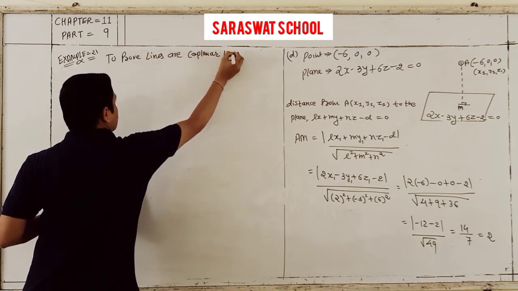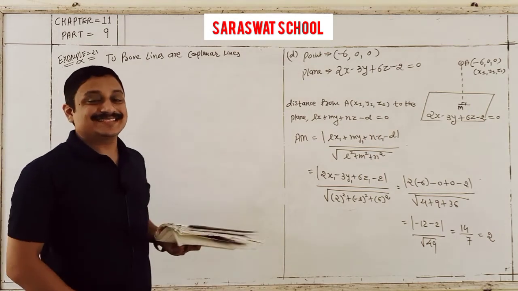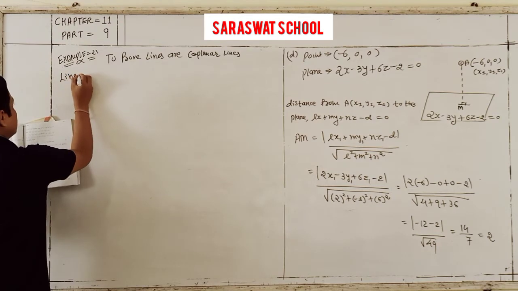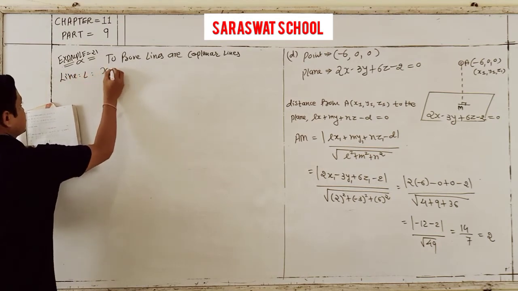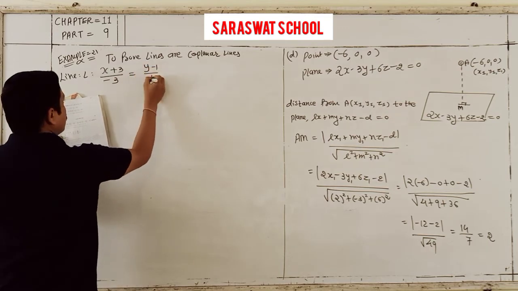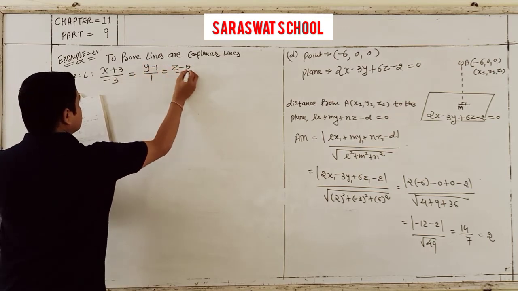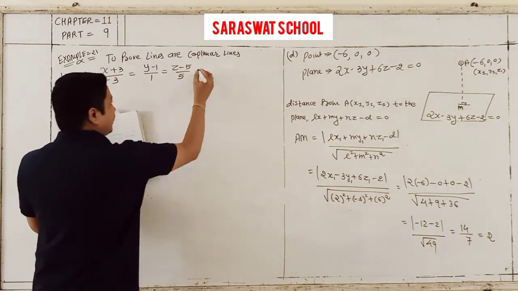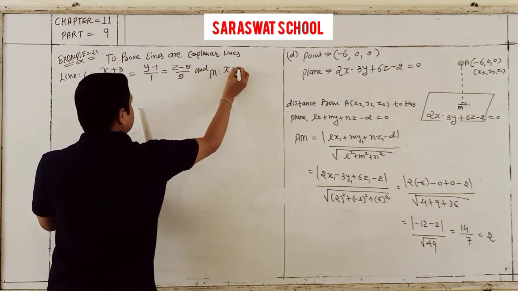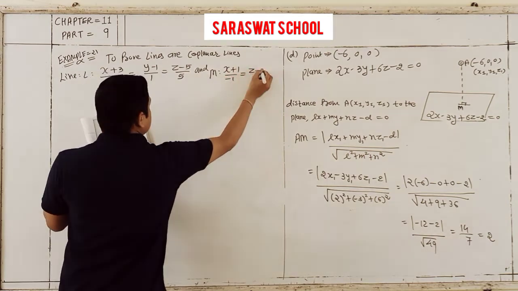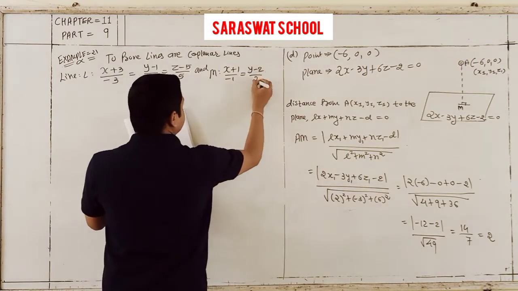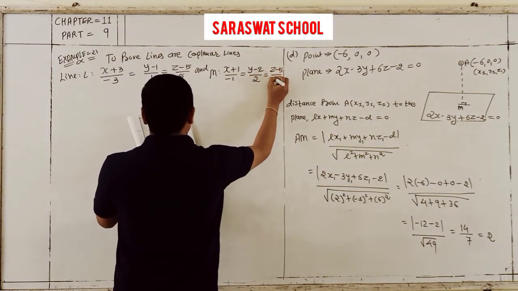Students, coplanar lines means they lie on the same plane, and the lines given: first, line L, x plus 3 by minus 3, y minus 1 by 1, z minus 5 by 5, and second, line M, x plus 1 by minus 1, y minus 2 by 2 and z minus 5 by 5.